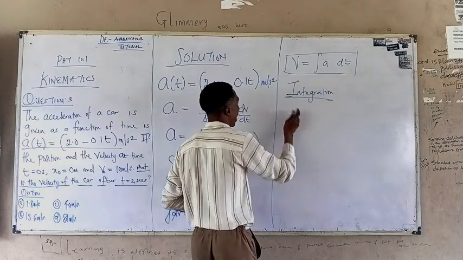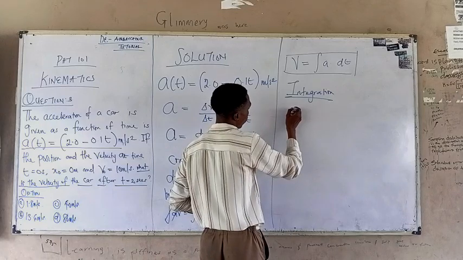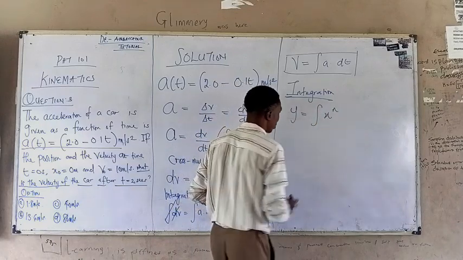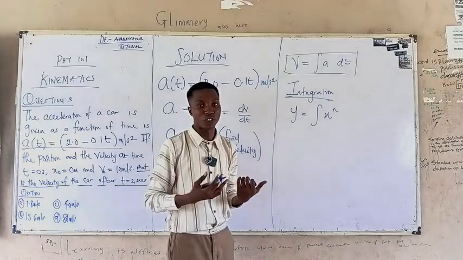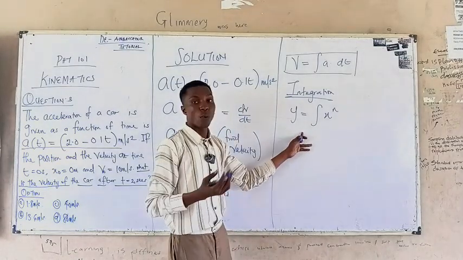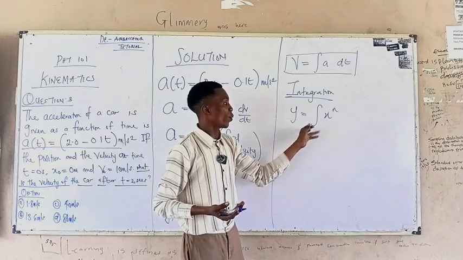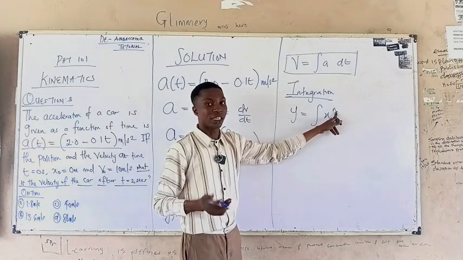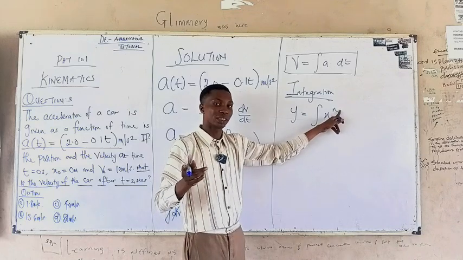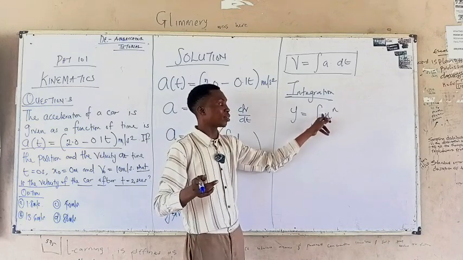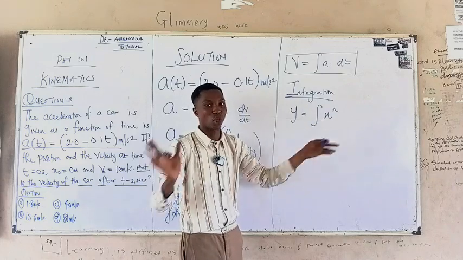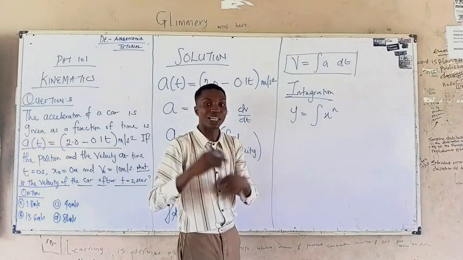In integration, let's assume we have y equals the integral of x to the power of n. Anytime you are dealing with integration, it's just the opposite of differentiation. In integration, when we have the power of n, instead of subtracting 1 as in differentiation, we are going to add 1 to it. And instead of bringing it to the front as in differentiation, we are going to divide by it. As simple as that. It's just the opposite of whatever you are doing in differentiation.